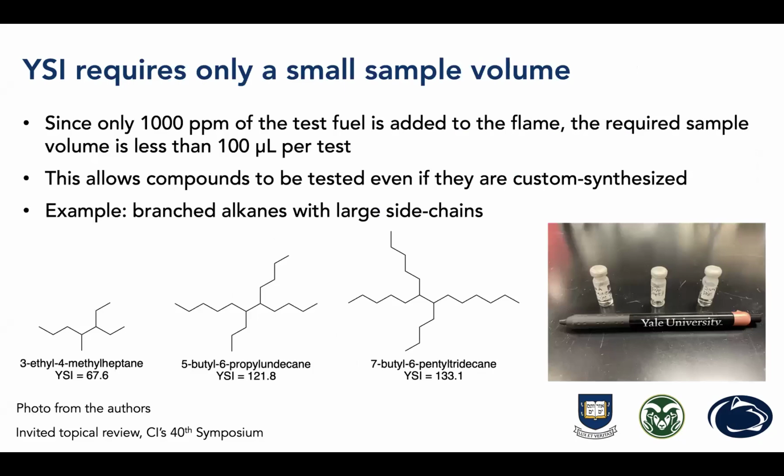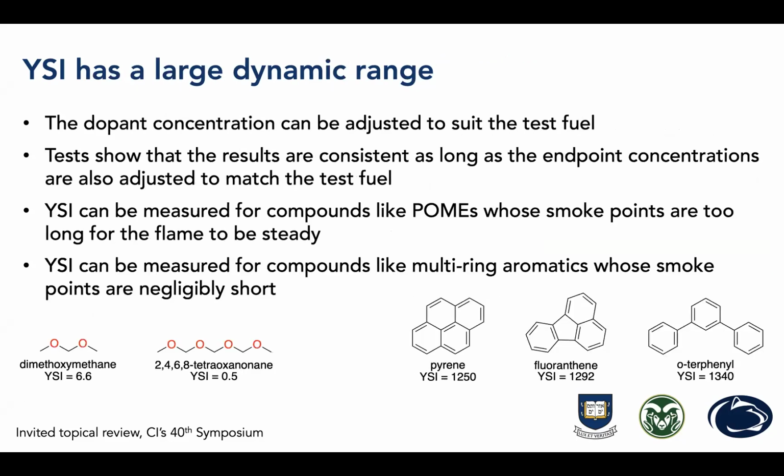Another wonderful aspect is that we only require a very small sample for each measurement: the required sample volume is less than 100 microliters per test. The picture at the bottom right shows the samples and how small they are compared with a pen. This allows compounds to be tested that are custom synthesized and difficult to synthesize in large quantities. Examples of things we've measured are branched alkanes with large side chains.